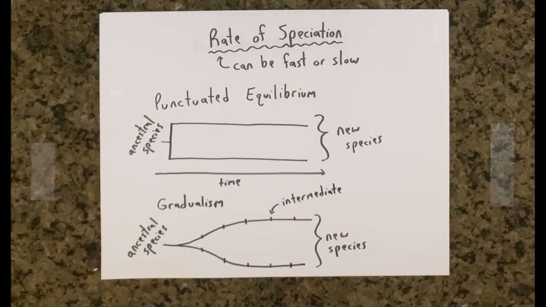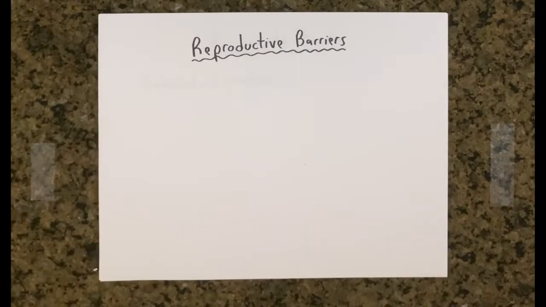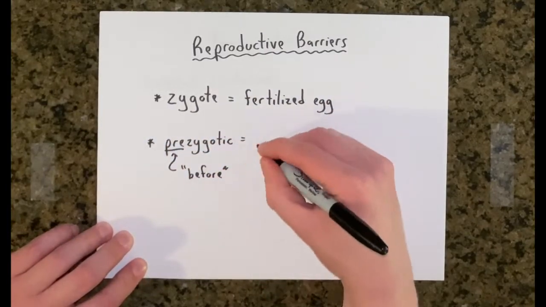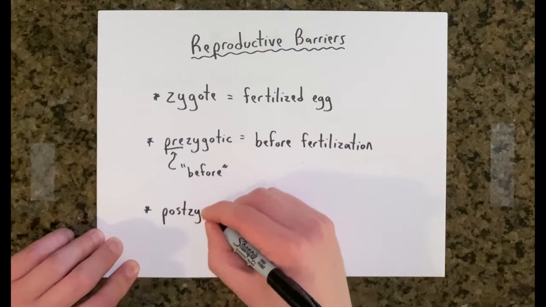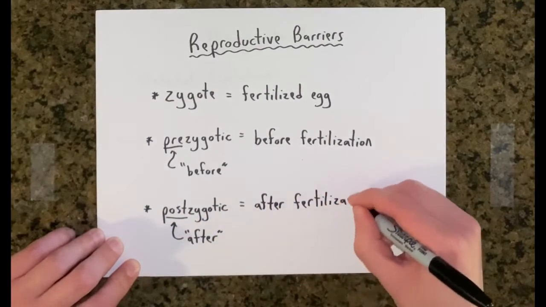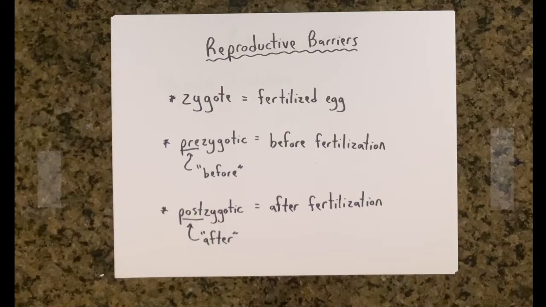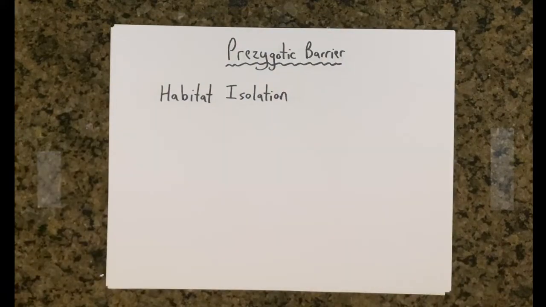Now, once speciation has occurred, there are several prezygotic or postzygotic barriers that prevent closely related species from interbreeding. A zygote is a fertilized egg, so a prezygotic barrier would be a reproductive barrier that prevents fertilization from ever happening in the first place, while a postzygotic barrier would be one that occurs after the gametes have already fused. As an example of a prezygotic barrier, two organisms might experience habitat isolation.